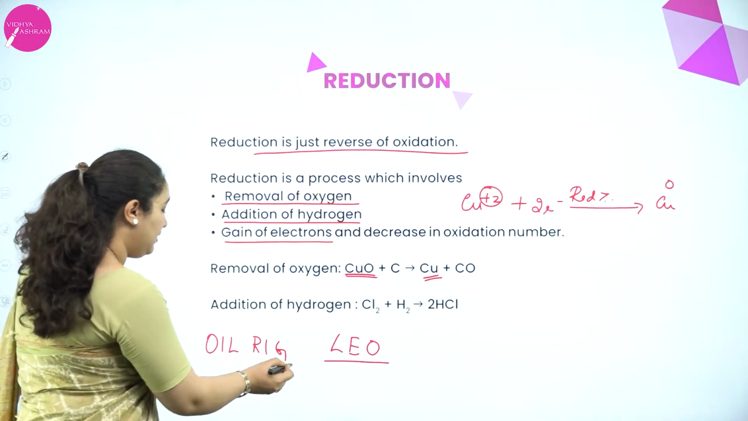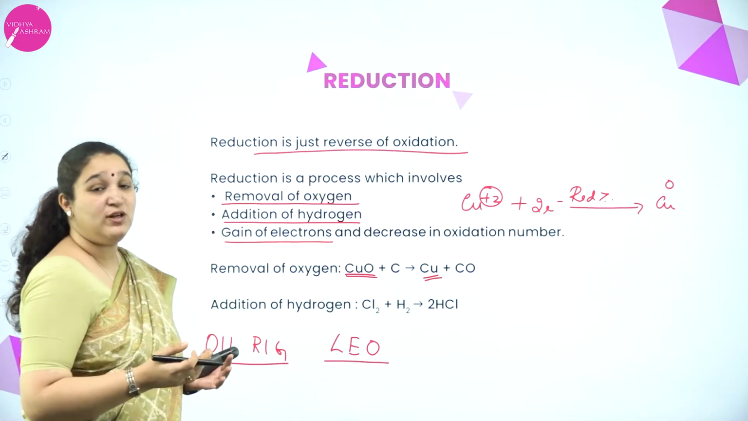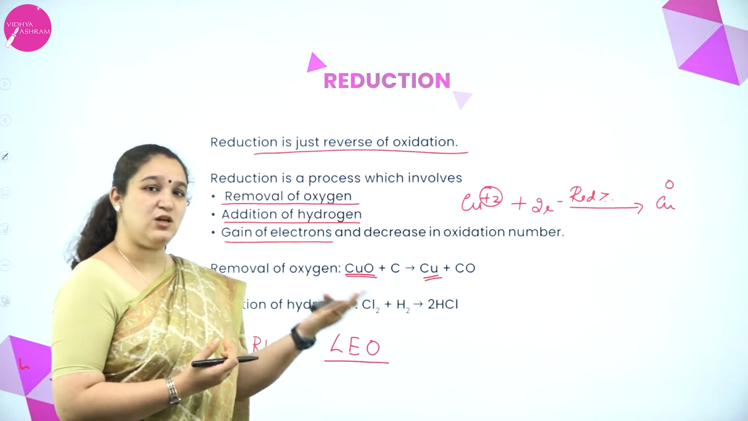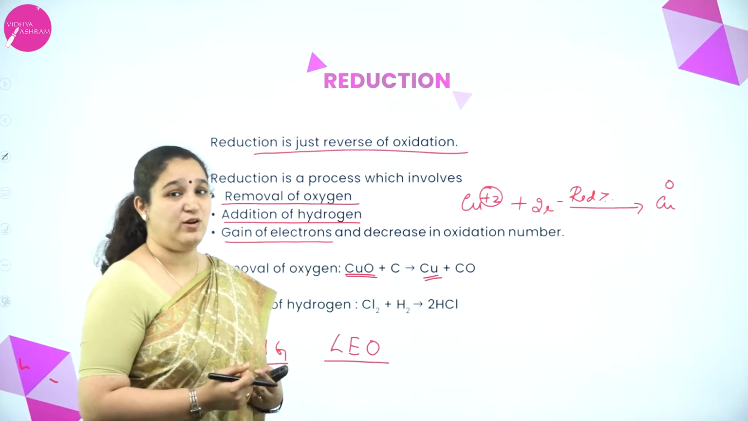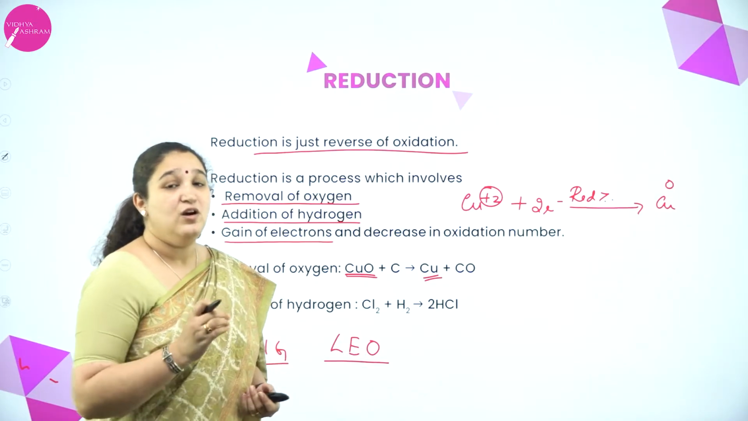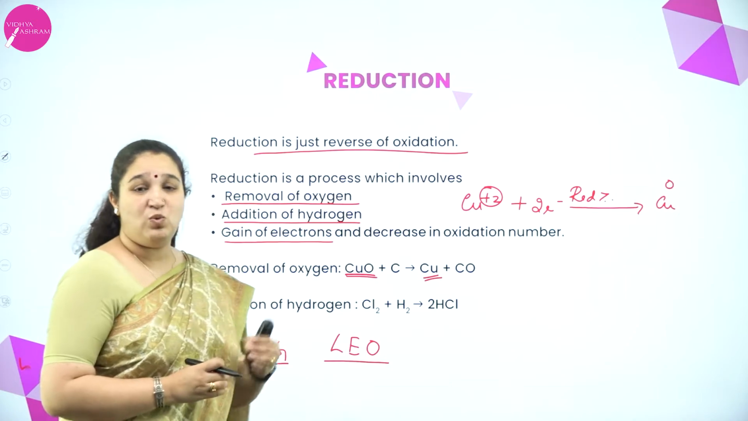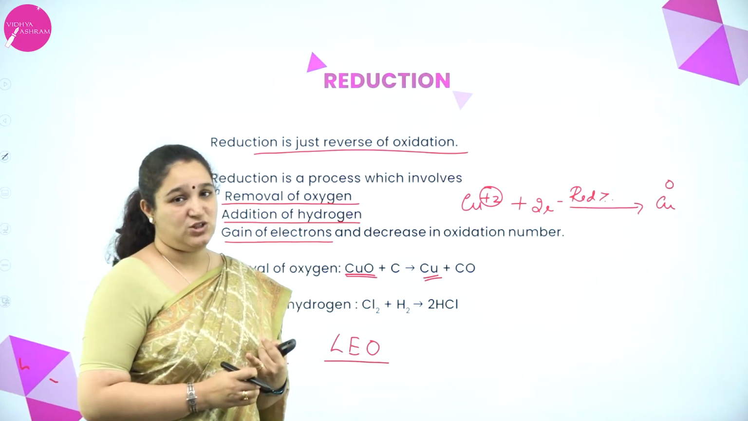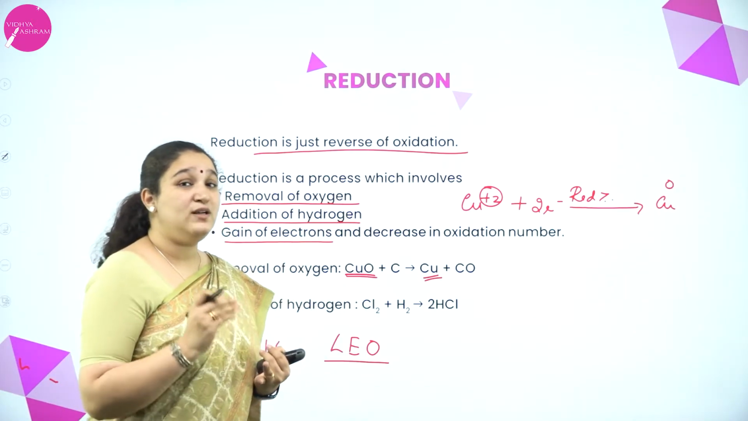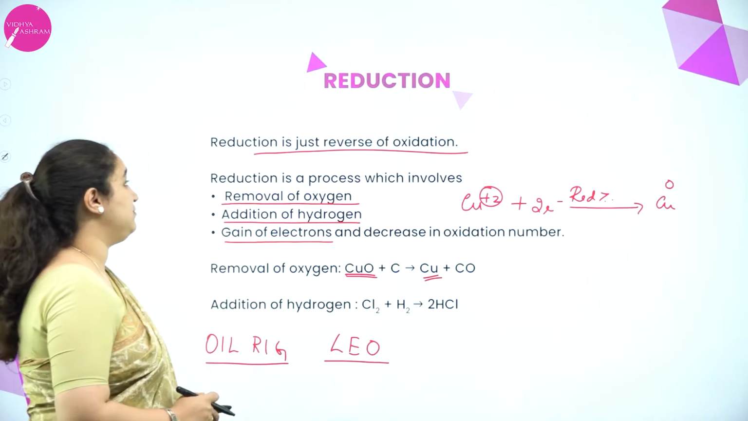So just remember these, any one of them, so that you don't get confused where there is a loss of electron, where there is a gain of electron. Okay. Now you understood what is oxidation and what is reduction. Correct? Now what is the meaning of redox reaction?